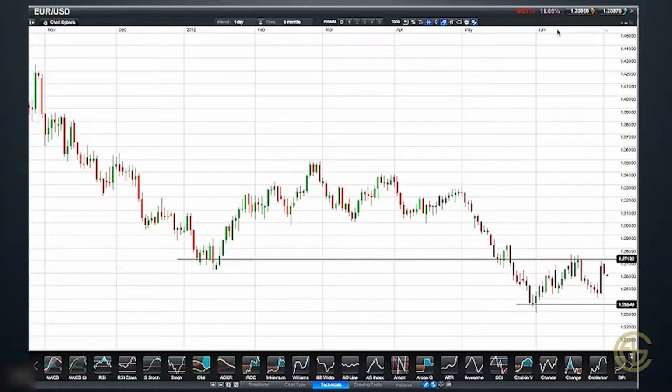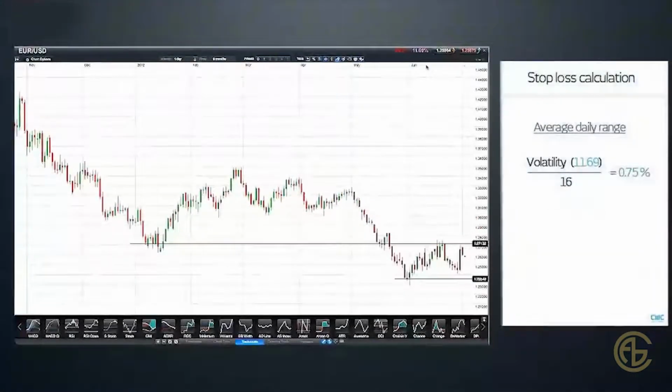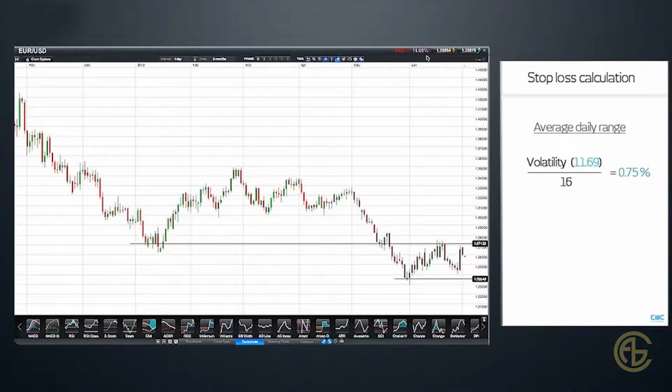Now, to convert that to an expected average daily trading range, we simply divide that number by 16. And that's true at all times, because the volatility is expressed on a per annum basis, dividing by 16 gives us the average daily range. So in this case, we're looking at just under 12%. Dividing by 16 is going to give us a reading around 0.75%.